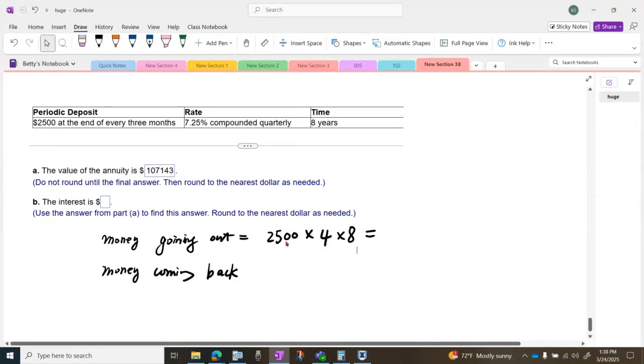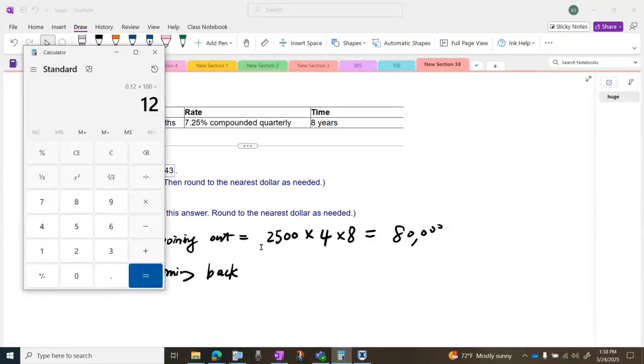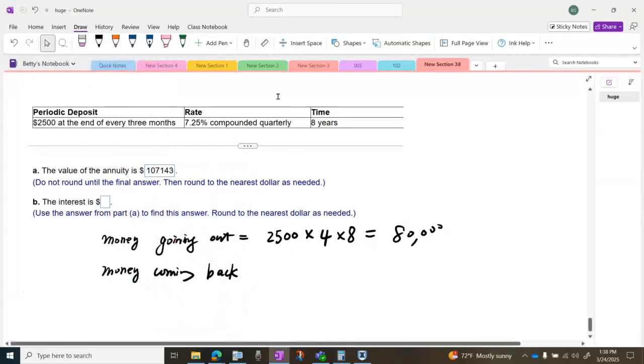So this is a pretty convenient number. 2,500 times 4, that is 10 grand, 80 grand. We can double check with a scientific calculator. So 2,500 every quarter times 4 is how much a year, times 8. That's how much for 8 years. 80 grand. And the money coming back after 8 years, when the annuity is mature, you get $107,143.